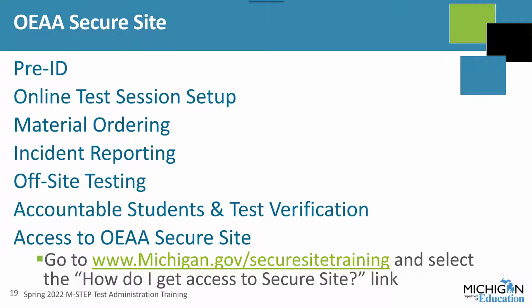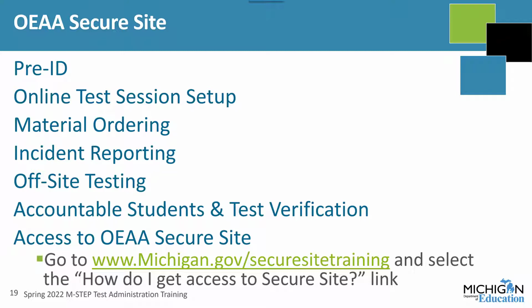The OEAA Secure site is the assessment system used for many test administration tasks, including pre-identifying students for testing, setting up online test sessions, materials ordering, and reporting any testing irregularities that occur through the Incident Reporting tool. And after testing, you can access the downloadable student data files and reports through the Secure site. The off-site testing page and accountable students and test verification are also here.